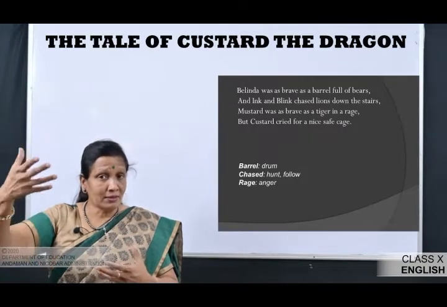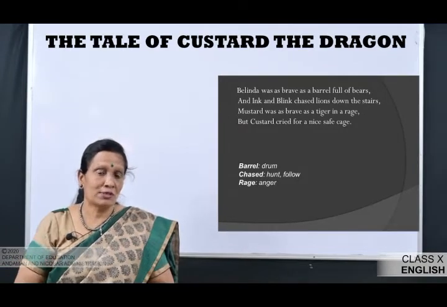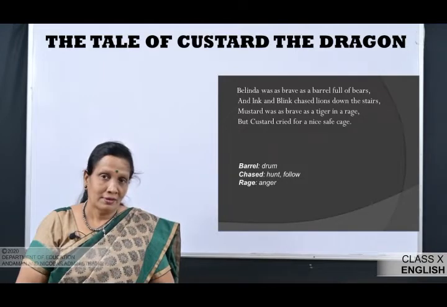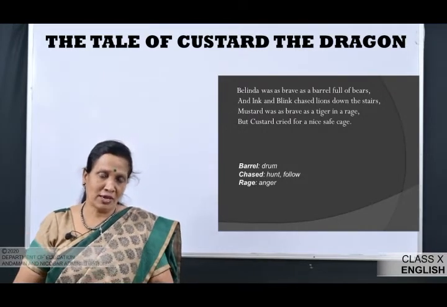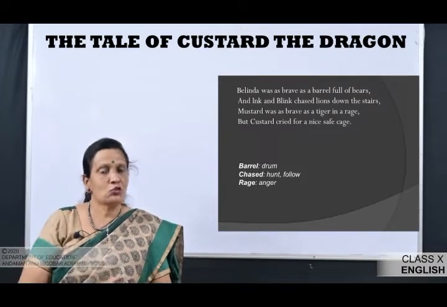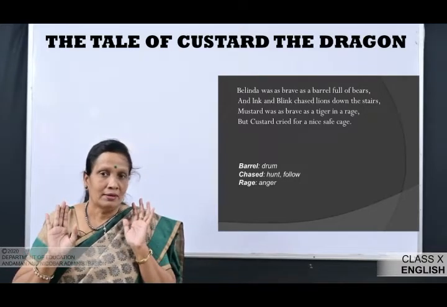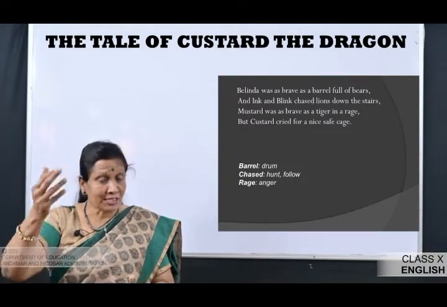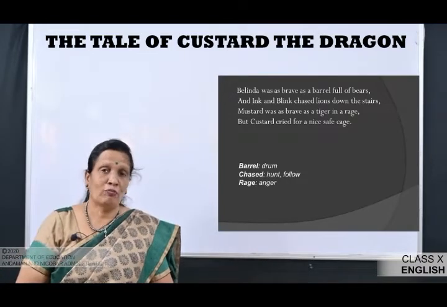Since we had read in the last stanza that Custard was a coward, so he cried for a nice safe cage. That means he just wanted to remain inside a cage very safely. Okay, so he was not as brave as the other pets of Belinda.